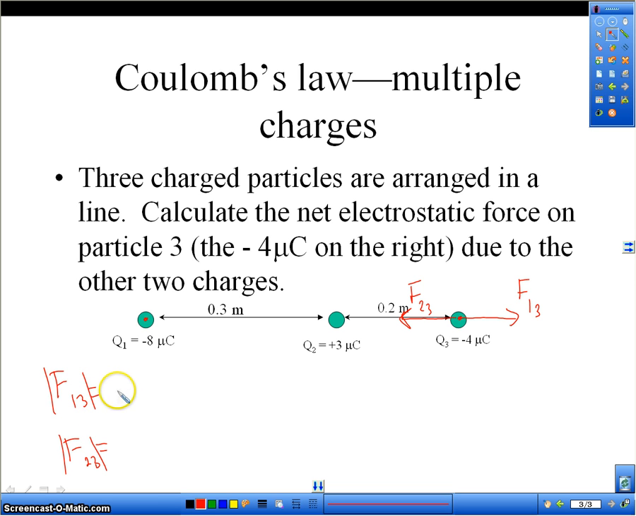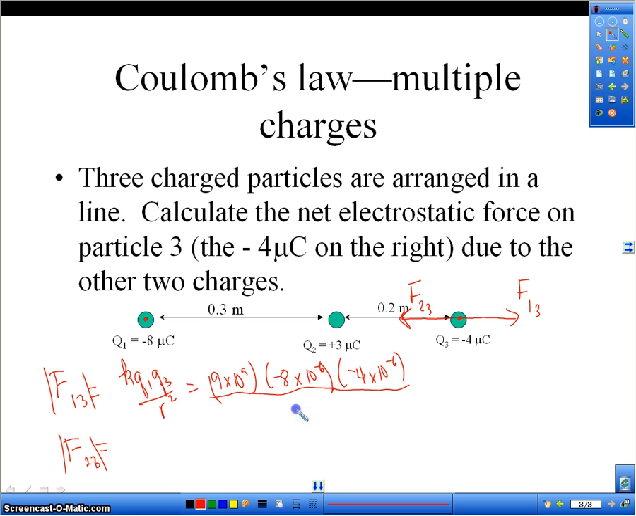So this is going to be K Q1 Q3 over R squared, which is going to be 9 times 10 to the 9th, negative 8 times 10 to the minus 6, that's what that microcoulomb means, negative 4 times 10 to the minus 6, divided by the distance between those two, which is 0.5 meters, and I'm going to square that. We don't want to forget to square that number, you'll owe me money. That gives me 2.7 newtons, and that is going to be pointing to the right.